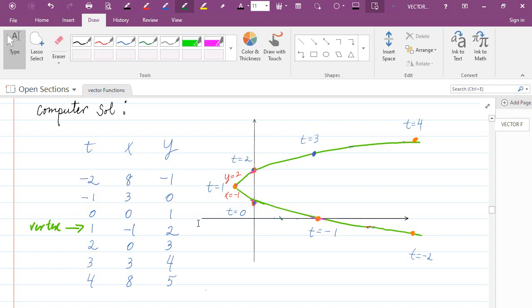So for t equals -2, I get this point, (8, -1). For t equals 1, I get the point (-1, 2). So here's the point (-1, 2). X is -1, y is 2. This is the point when t is 1. So I plot the points corresponding to each of the t values that I picked, and then I join them in a curve. Hopefully I have enough points to see the shape of the curve.